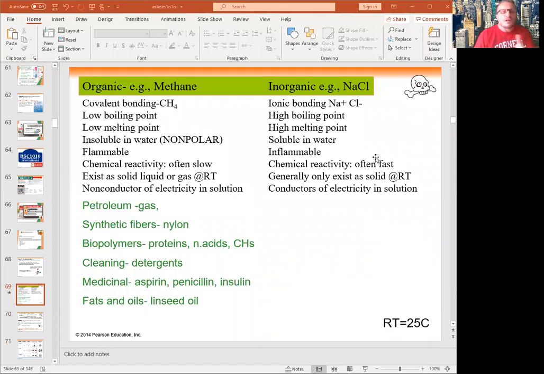If you compare organic versus inorganic chemistry, organic chemistry uses more covalent bonding, low boiling points, low melting points, insoluble in water, flammable, chemical reactivity often slow, exists as a solid, liquid, or gas at room temperature, and non-conductor of electricity. Examples: petroleum, gas, synthetic fibers, nylon, biopolymers, proteins, nucleic acids, carbohydrates, cleaning detergents, fats, oils, linseed oil.